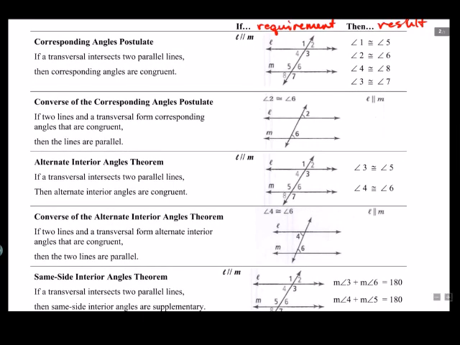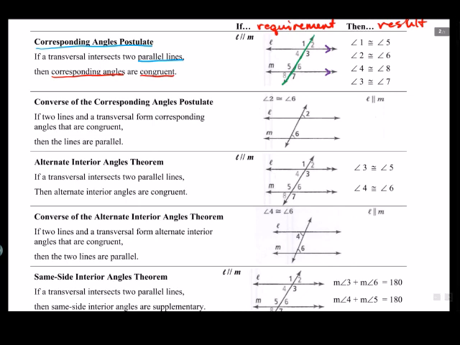So, corresponding angle postulate. If our transversal intersects two parallel lines, so if we have parallel lines cut by a transversal, and remember, I like my transversal to be green, and parallel is always purple. That way I know which is which. So, my requirement is parallel lines cut by a transversal. My result, corresponding angles are congruent.